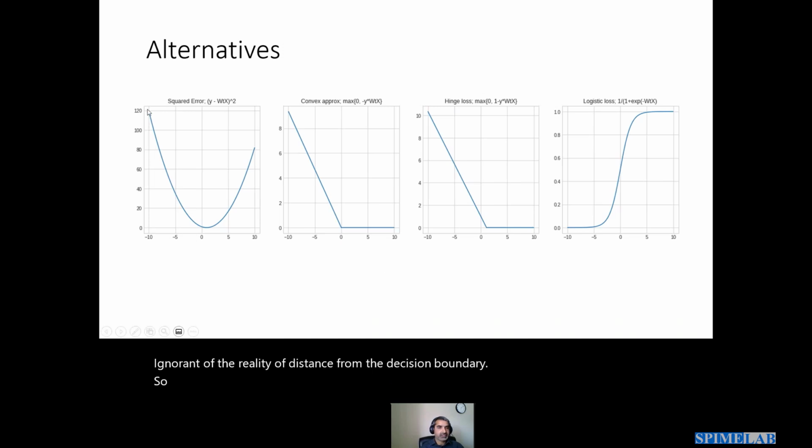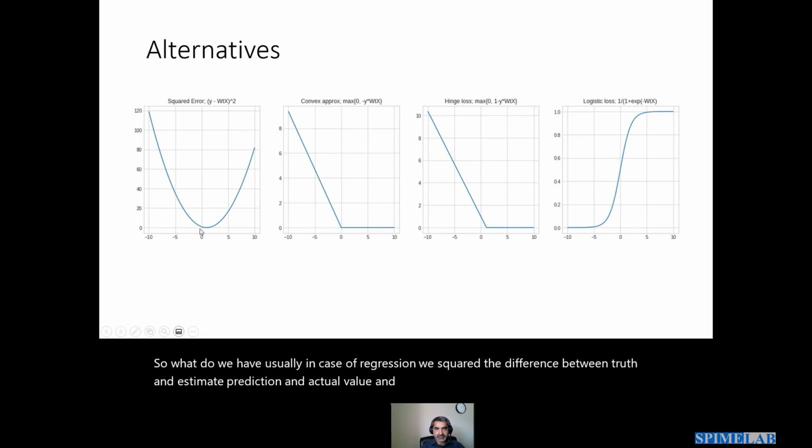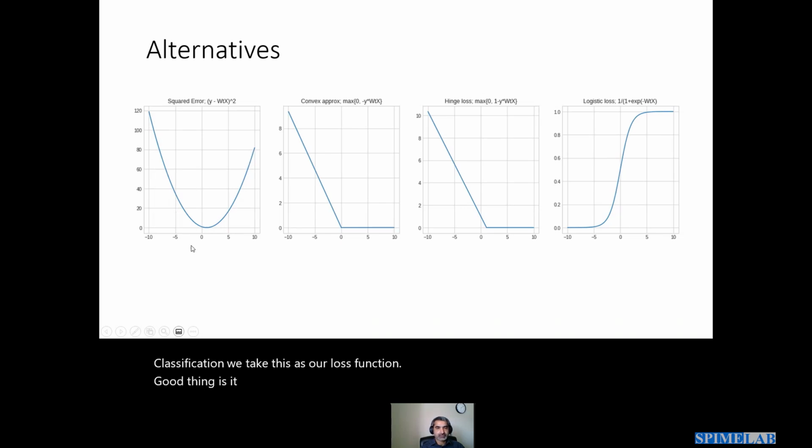So what do we have? Usually in the case of regression, we square the difference between truth and estimate, prediction and actual value. And in the case of binary classification, we take this as our loss function. Good thing is it looks convex, but even the better we do on our estimates, it's still creating loss on this side. And for the other class, we will be getting loss. The farther the point is from the boundary, the higher the loss will be. For 10 points, it will be 100. For 100 points, it will be 100 squared. So too big a value. So this doesn't make sense, right?